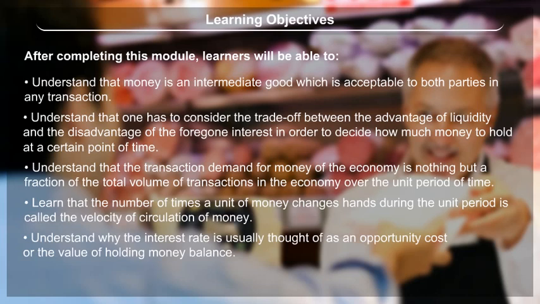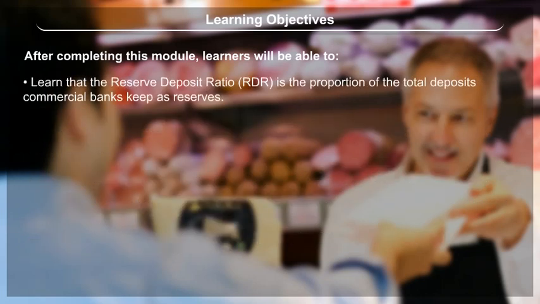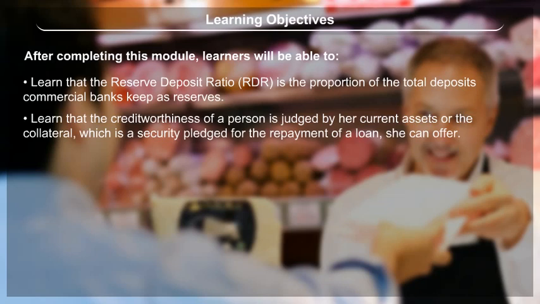Learn that the reserve deposit ratio or RDR is the proportion of the total deposits commercial banks keep as reserves. Learn that the creditworthiness of a person is judged by her current assets or the collateral, which is a security pledged for the repayment of a loan she can offer.